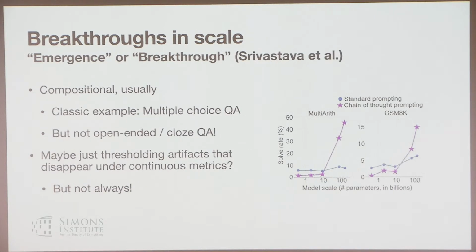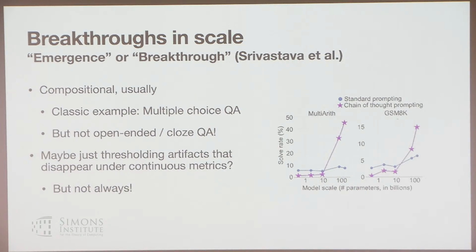Okay, and then the last phase transition I'm going to talk about is emergence, or just breakthroughs. Basically, a small-scale model is bad at something, and then you keep going larger and larger, and suddenly a large enough model is able to handle that particular task. We're going to talk about this later, in particular the multiple choice question answering task, which is one example of something that is emergent in this way.